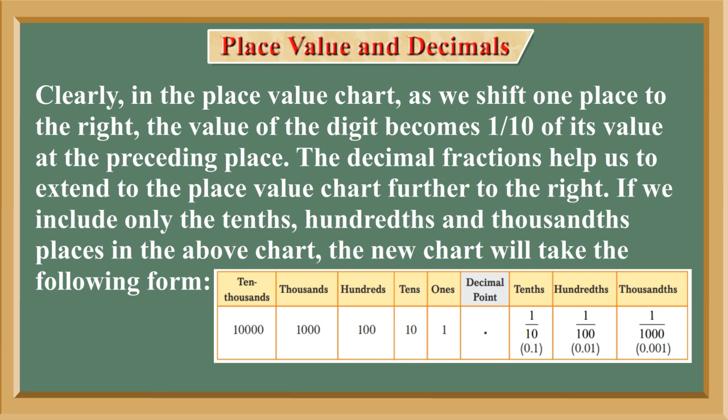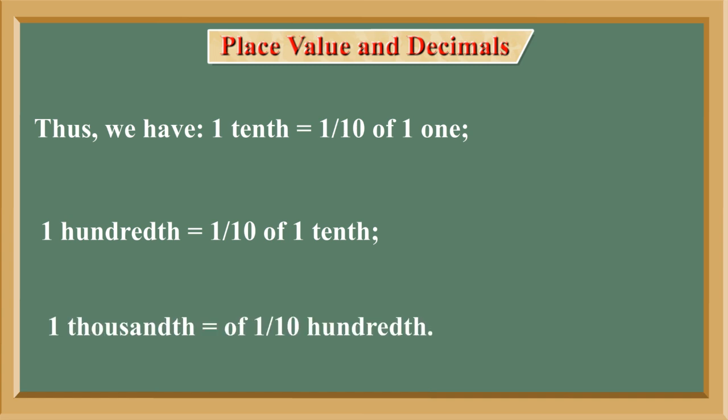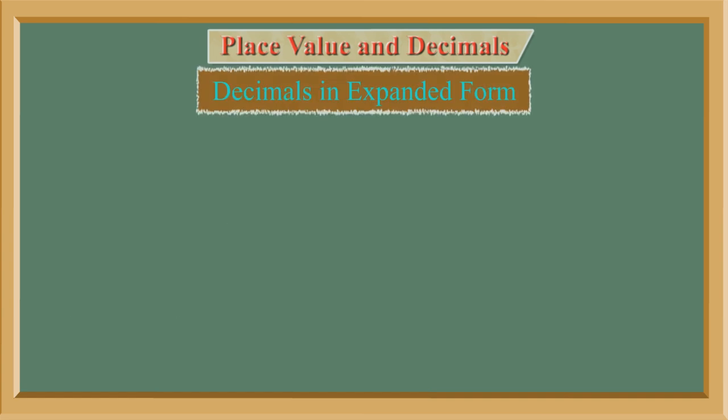The decimal fractions help us to extend the place value chart further to the right. If we include only the tens, hundreds and thousands places in the above chart, the new chart will take the following form. Thus, we have 1/10 is equal to 1/10 of 1. 1/100 is equal to 1/10 of 1/10. 1/1000 is equal to 1/10 of 1/100.